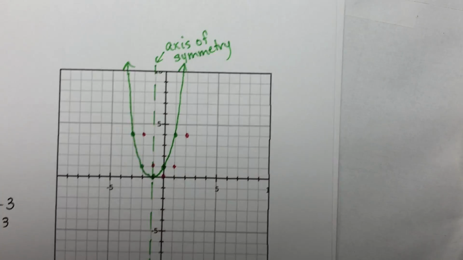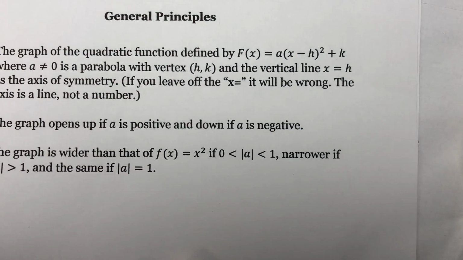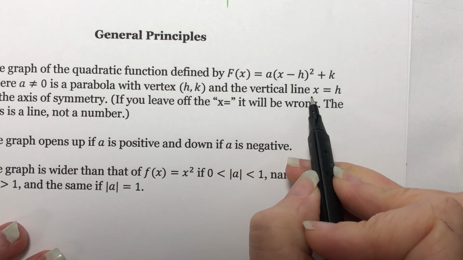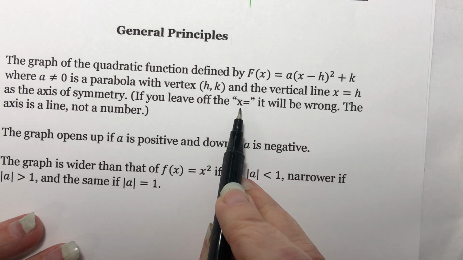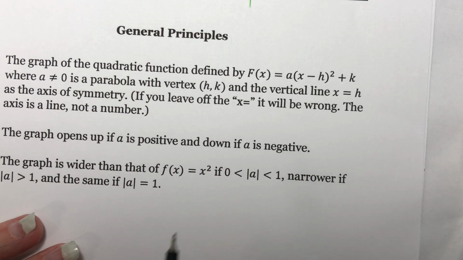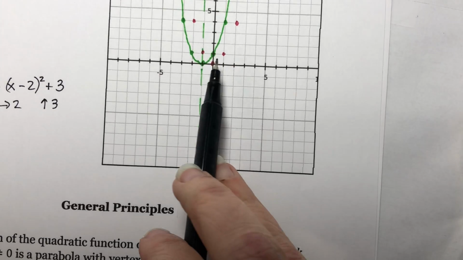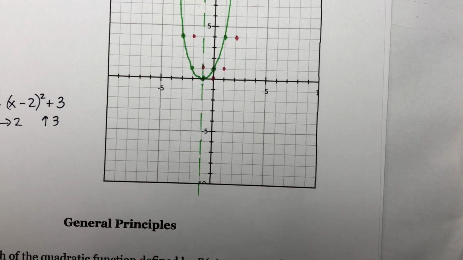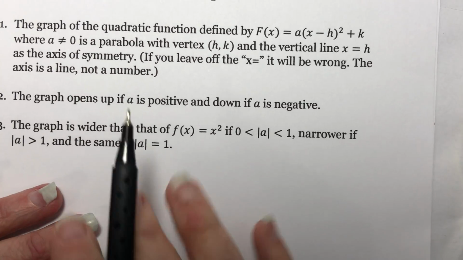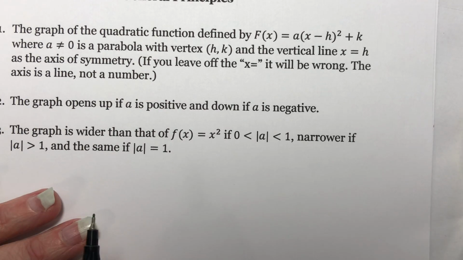Now, if you're asked for the axis of symmetry, it has to be x equals h. This is the equation of a line. If you leave off the x equals, it's going to be wrong. You cannot tell me that the axis of symmetry in this case is -1, because it's not. Okay? We're going to get a lot more into all of this.